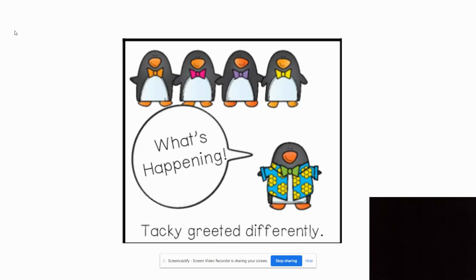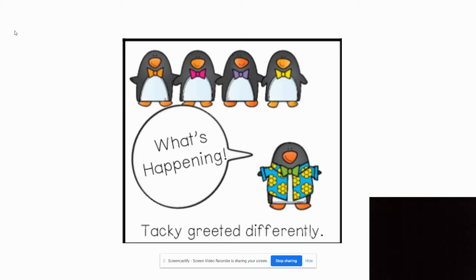So for starters, on number 1, you're going to find your picture that looks like this. Now remember, you don't have the words on the bottom where it says Tacky greeted differently. You just have the pictures in black and white. So find the one with the 4 penguins on top and the picture of Tacky on the bottom, and it says, "What's happening?" And go ahead and glue this picture on number 1.